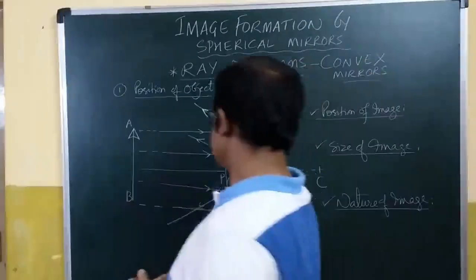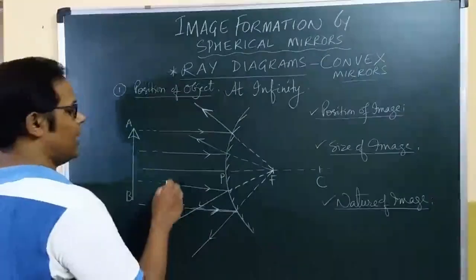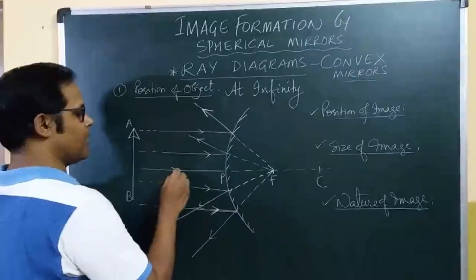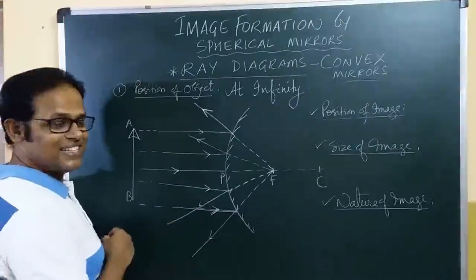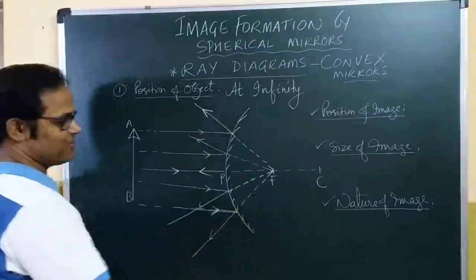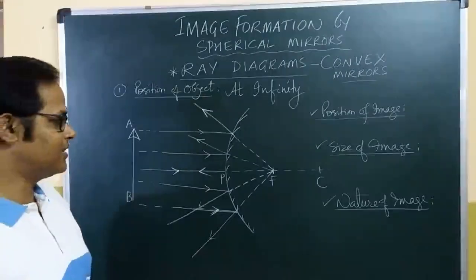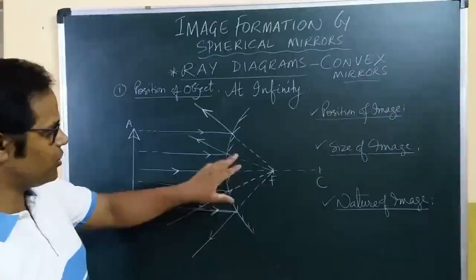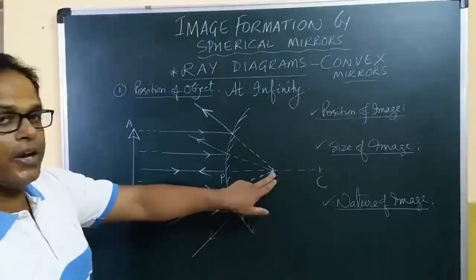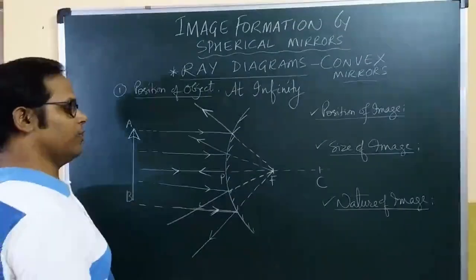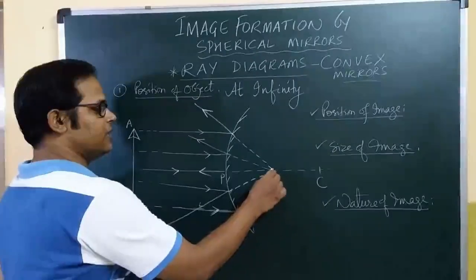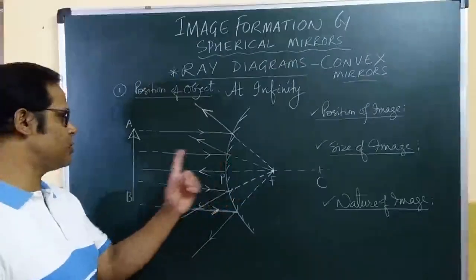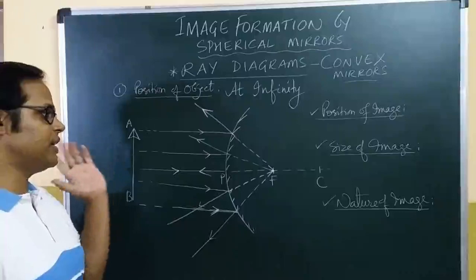So in case the ray of light is incident along the principal axis, no surprises, this is the case of normal incidence, so it is going to reflect back along the same path. So you can see that the entire reflected beam seems to emerge from this common point. This is actually a virtual point. This point actually is the image of this object which is at infinity.